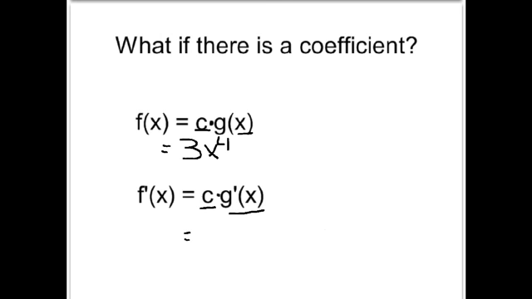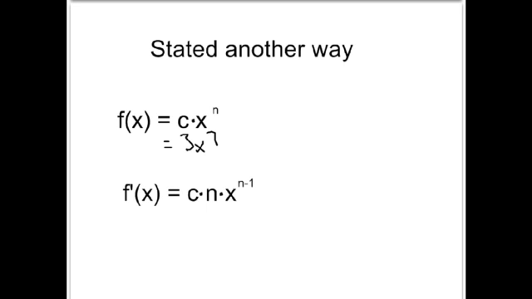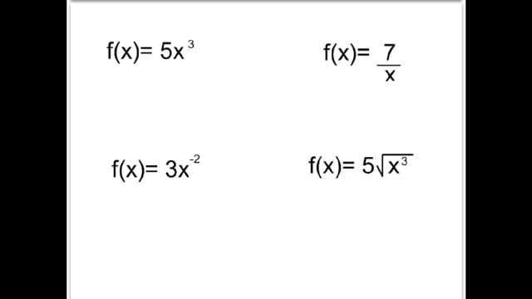So then I would say this would be 3 times 4x cubed, or 12x cubed. Another way of putting it is if I have c times x to the n power, c being a constant, then my derivative is going to be c times n times x to the n minus 1. So that would be 3 times 7 times x to the 6, or 21x to the 6. Go ahead and try it on these four. Pause here.